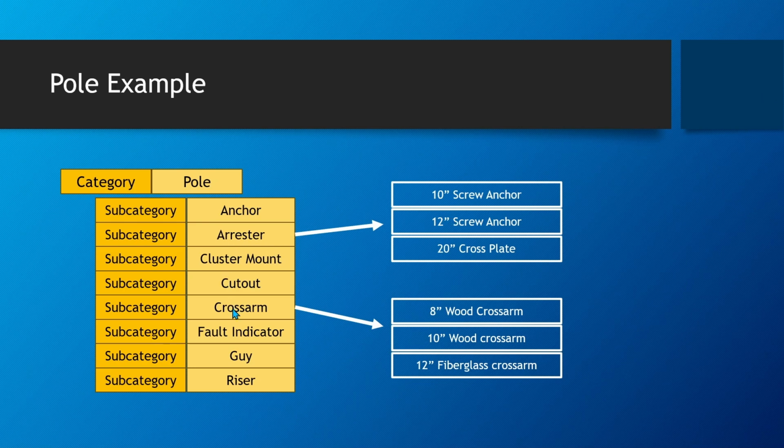The next thing, maybe I want to pick a crossarm, and same thing, I will see just the 8-inch wood crossarm, 10-inch wood crossarm, and the 12-inch fiberglass crossarm. At the end of this video, I'll actually show within the software picking a pole and an arrestor category, subcategory, and then selecting an assembly, and then same with the crossarm, so you can see how that all works.